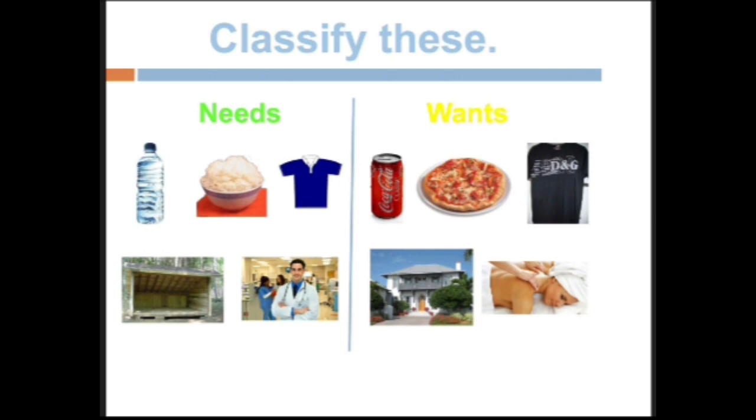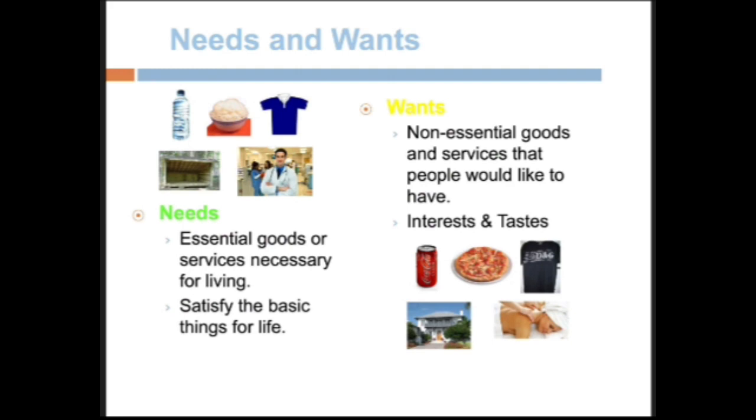Classifying these: what are needs? Water, food, clothes, a hospital and a house are needs. Now what are wants? Like a drink, extra things like Coca-Cola, pizza, fashionable clothes, a fashionable mansion, and luxury. These are called wants. So there is a big difference between need and want. A need is a necessity to survive. A want is something you desire, a luxury. There's a big difference.